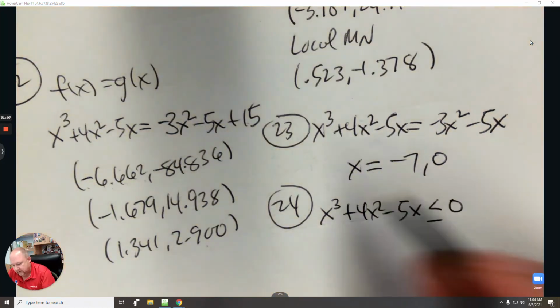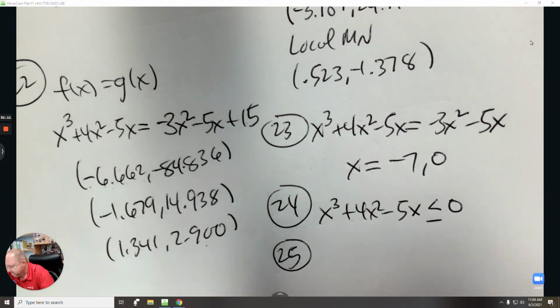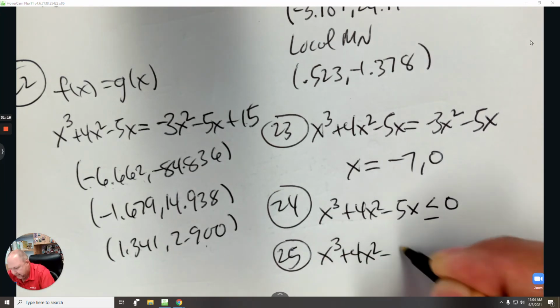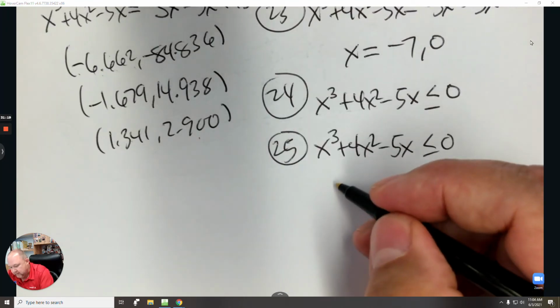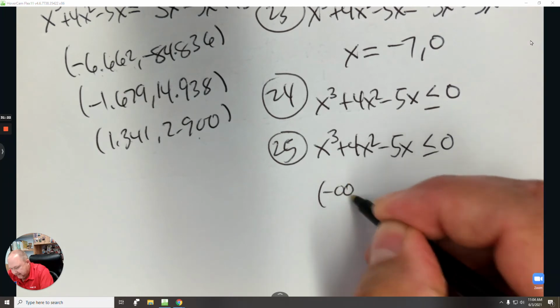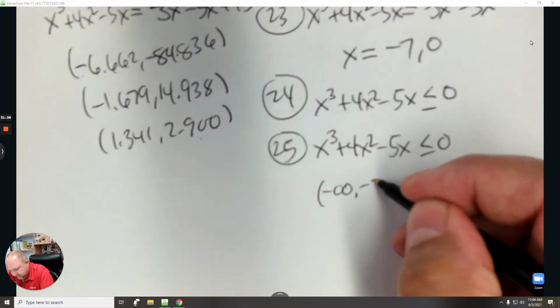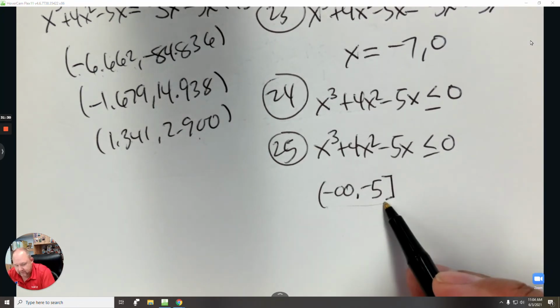So the first interval, so this is what I'm solving using the graphing calculator. It's x cubed plus 4x squared subtract 5x is less than or equal to 0. So one solution for this is negative infinity up to negative 5. And it includes negative 5 because of that line. It's below the axes there.